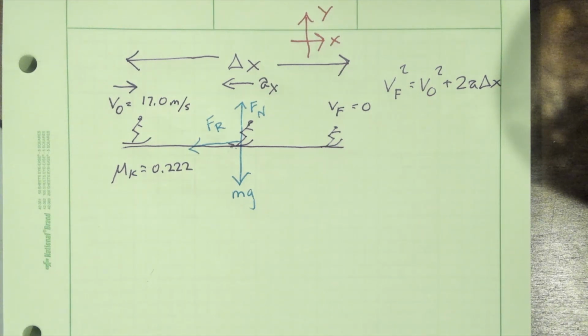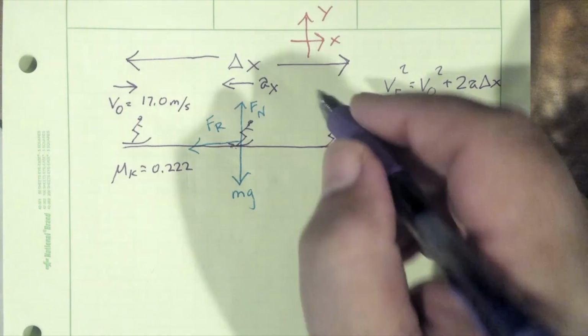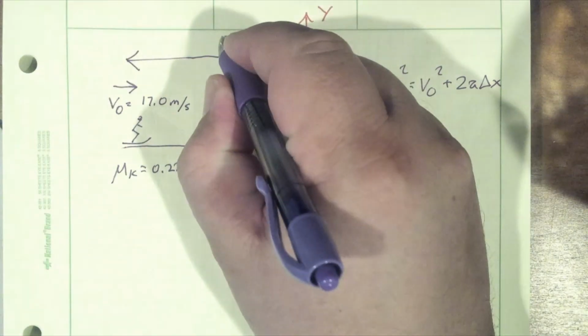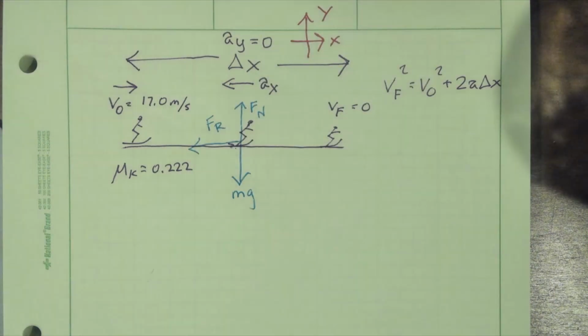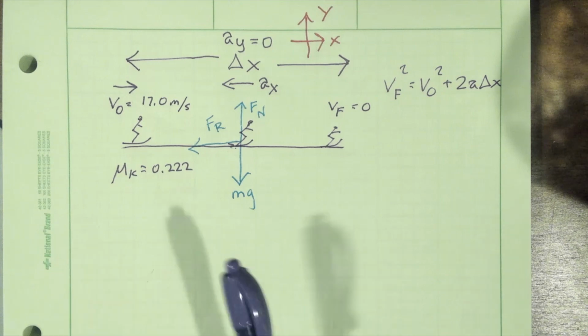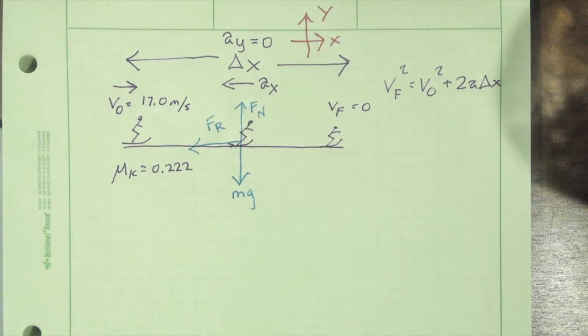Since the snowboarder is not moving up or down, we can say that the acceleration in the y direction is going to be 0. She's not moving up or down. There is no acceleration in the vertical direction, in the y direction, and so we can say the acceleration in the y direction is 0.